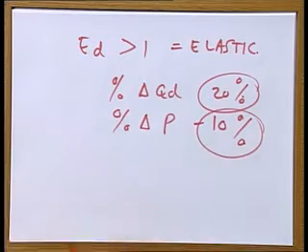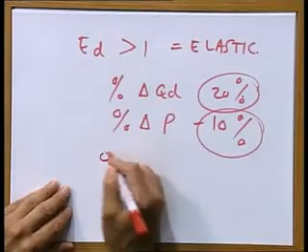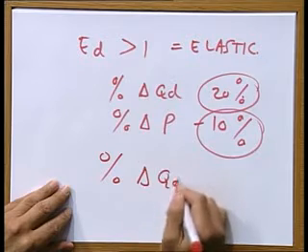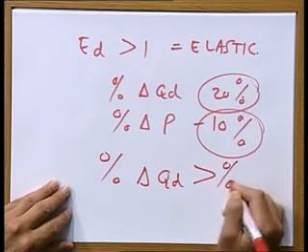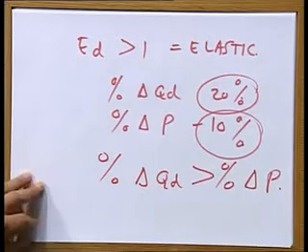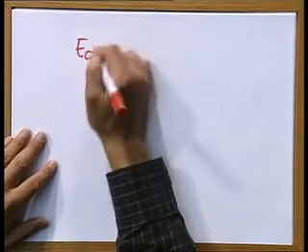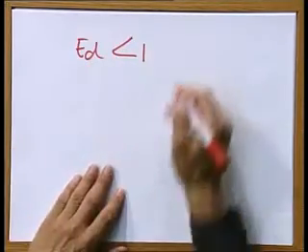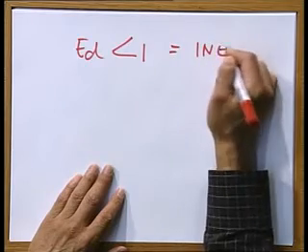So if ED is maybe equal to 5, or ED is equal to 6 or to 2, it must be greater than 1. Then we say it's elastic. Then the percentage change in the quantity demanded is bigger. We can say here the percentage change in the quantity demanded is bigger than the percentage change in the price. So this is the first type of elasticity that we have, right? The second one is where ED, the elasticity coefficient, is smaller than 1. Then we say the demand for this product is inelastic.